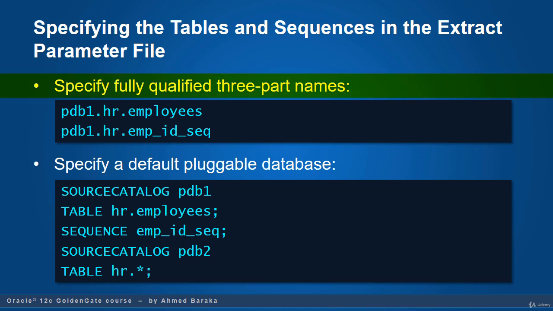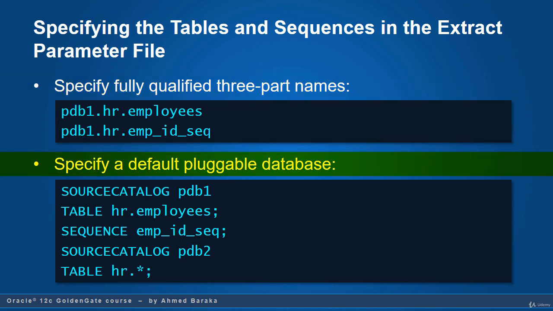First, in the extract parameter file, specify the fully qualified three-part names of the objects. The format of this name is the container name dot schema name dot object name. The first code block in the slide demonstrates examples to specify the table employees from the pluggable database PDB1 and a sequence named employee_id_seq from the same pluggable database.